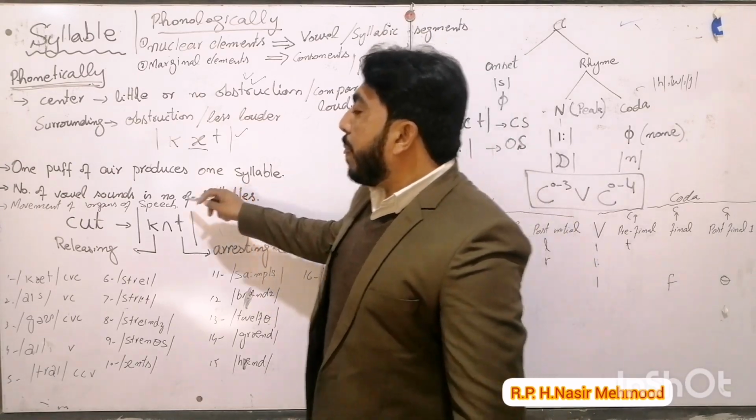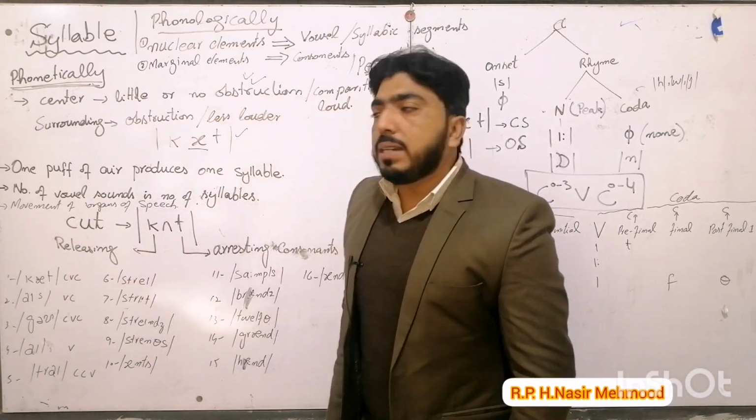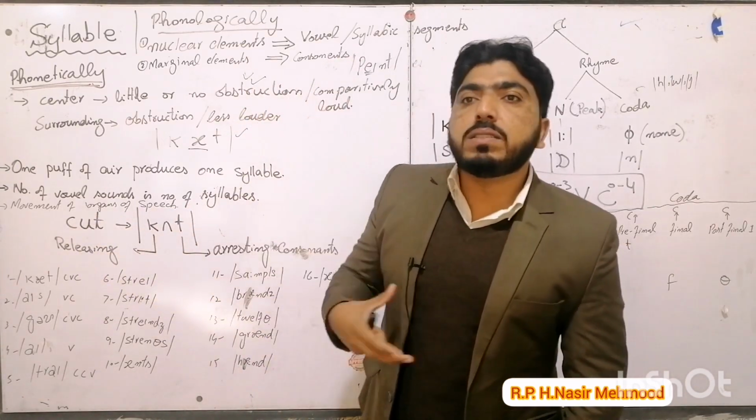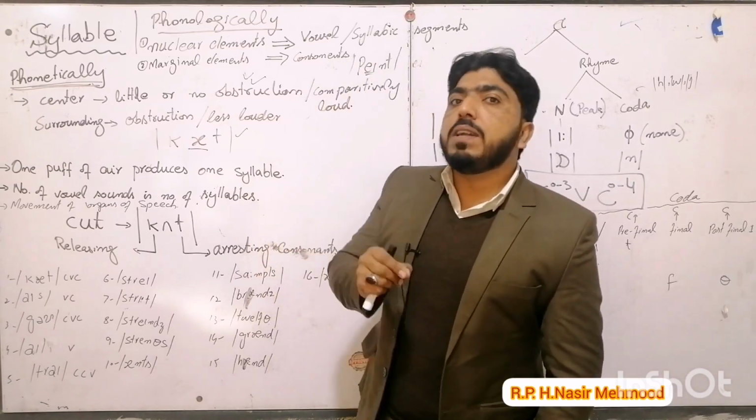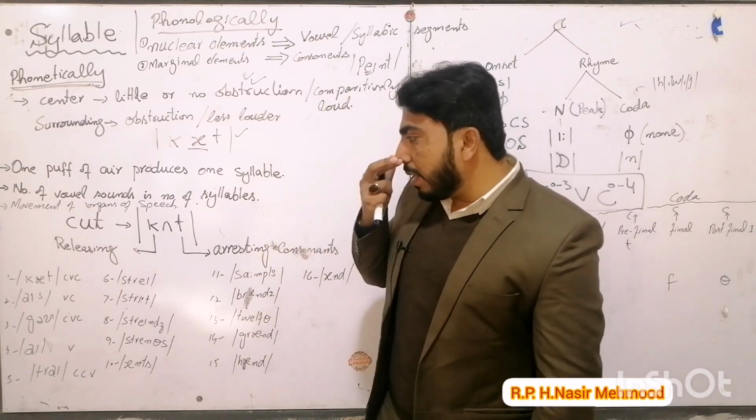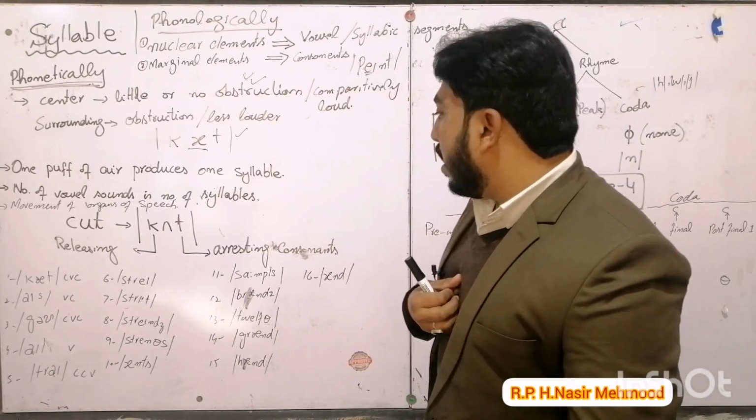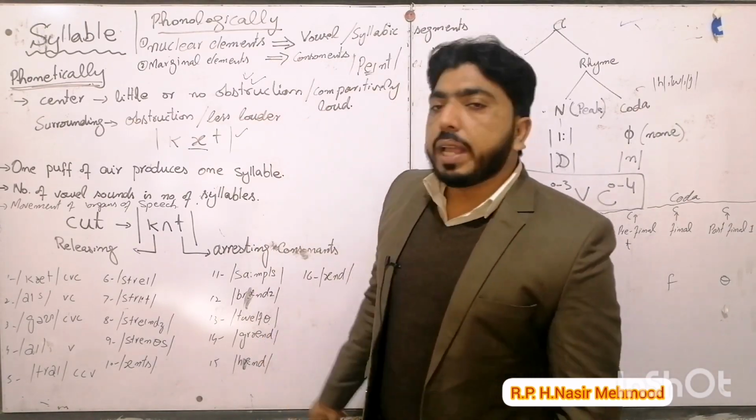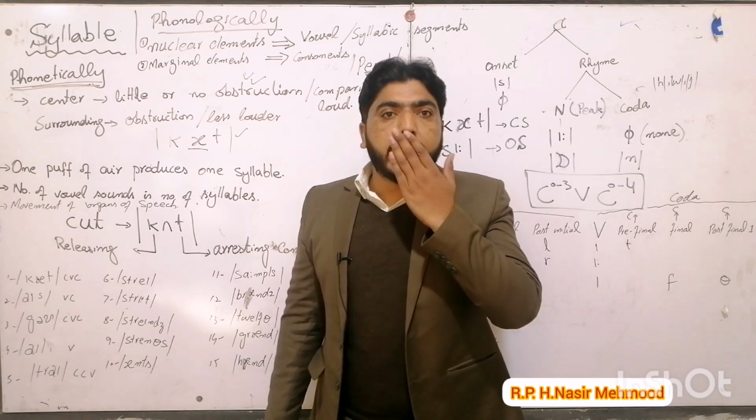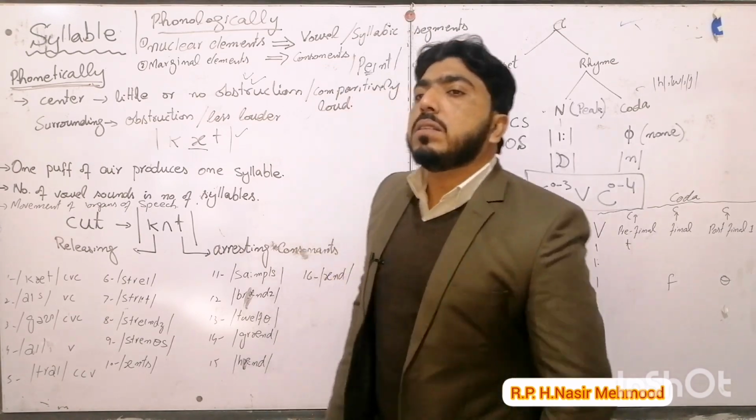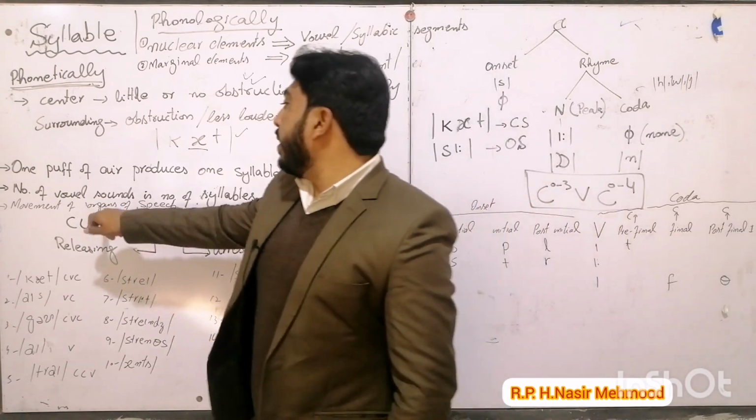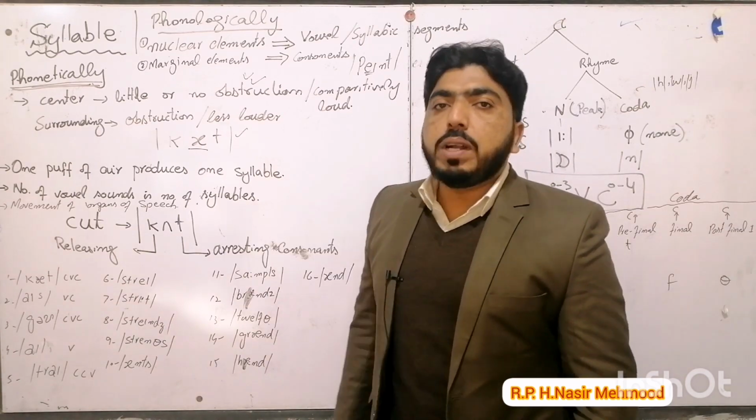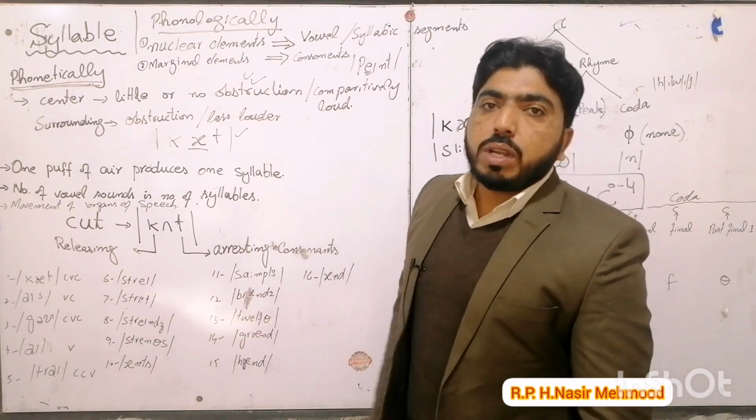Another way to look at the number of syllables in a word is the movement of organs of speech. The number of movements of organs of speech that you feel will decide the number of syllables. For example, if I take this word, grand, right? Only one time there is movement of organs of speech. So the number of movements of organs will decide the number of syllables.